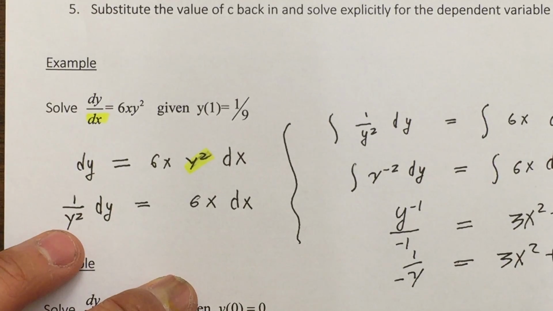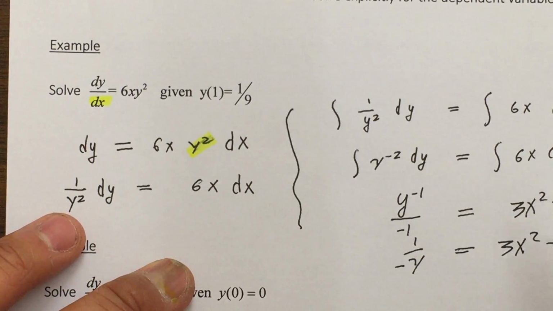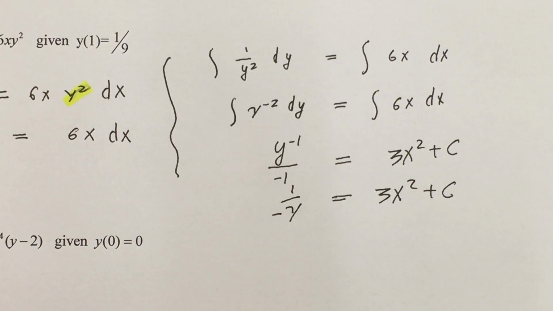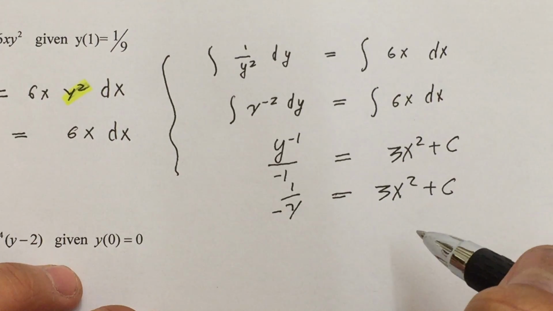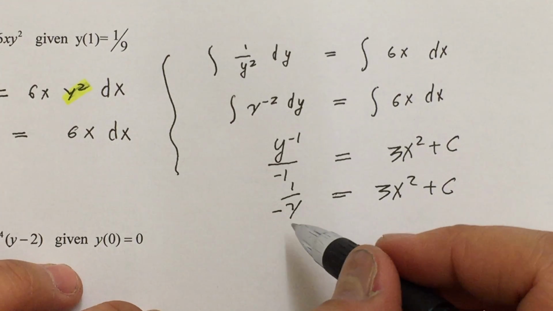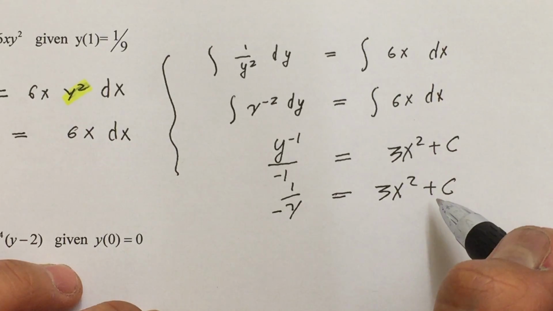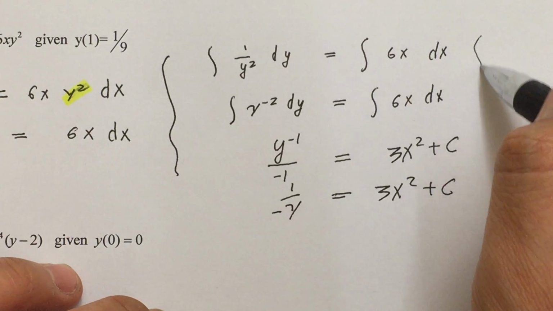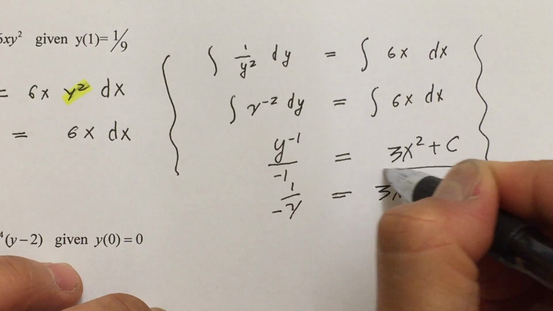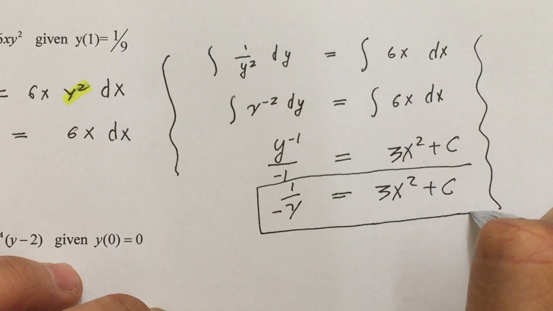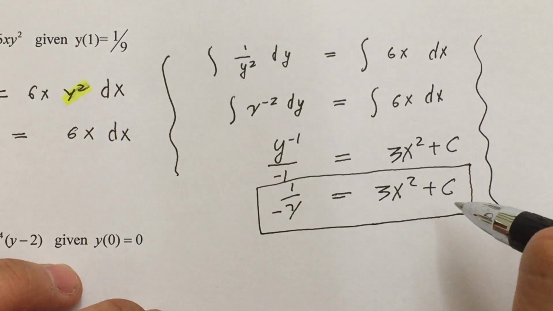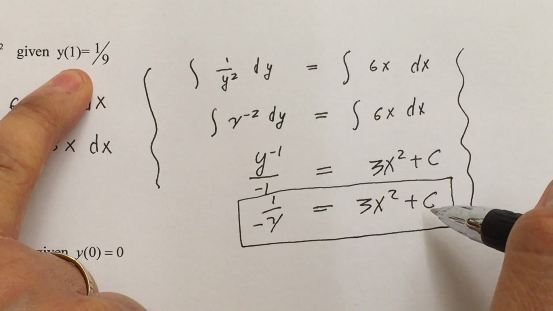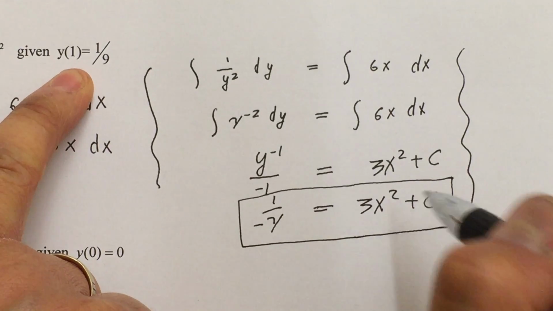So the next step is we're trying to solve for y, right? So what we have to do here is multiply both sides by y, and then divide both sides by 3x squared plus c. But this is where I'm going to stop, and this is where I will find what c is, because I do have an initial condition. So I'm going to take that and plug it in here and find out what c is right now.